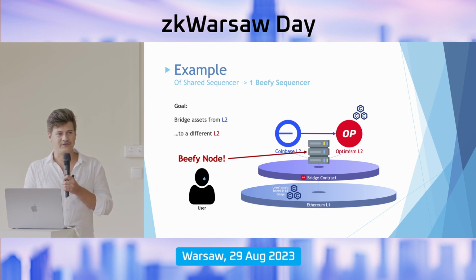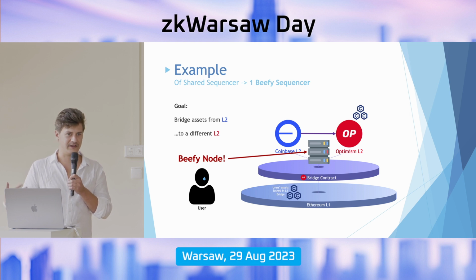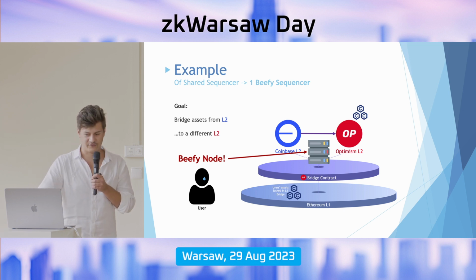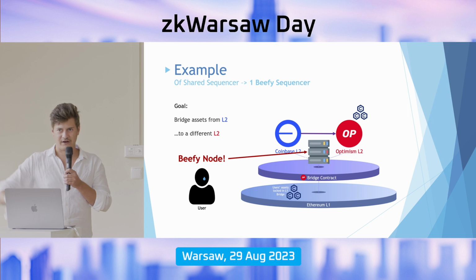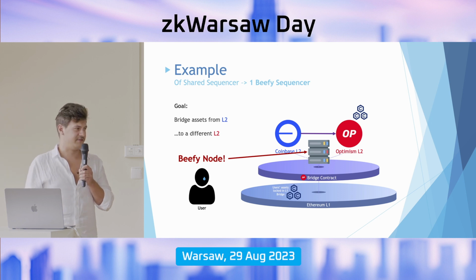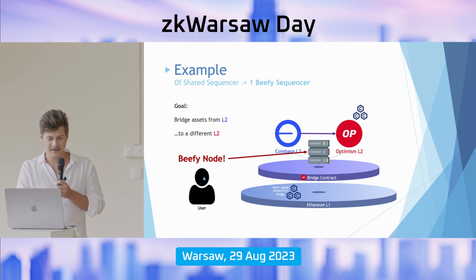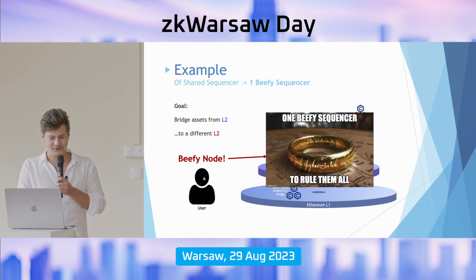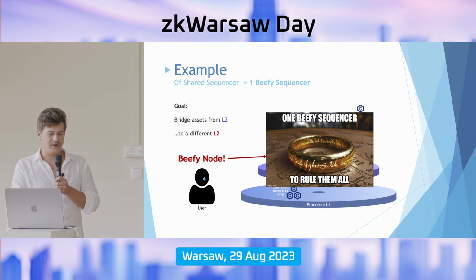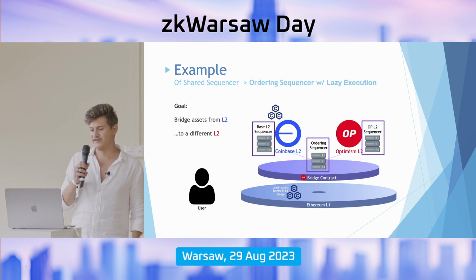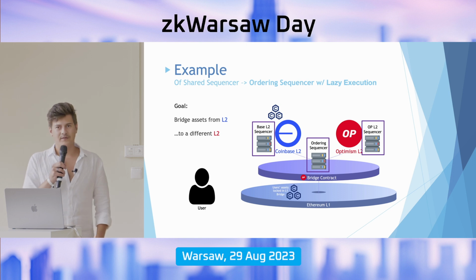And in L2s, node requirements are not as big of an issue as L1 because it doesn't affect security at all. But we still want to keep it decentralized for censorship resistance and liveness, right? So that's not great. If you get 100 L3s and all of them are the size of Ethereum, you're going to need some beefy computers to do that. And you can call this one beefy sequencer to rule them all. Not a good idea.